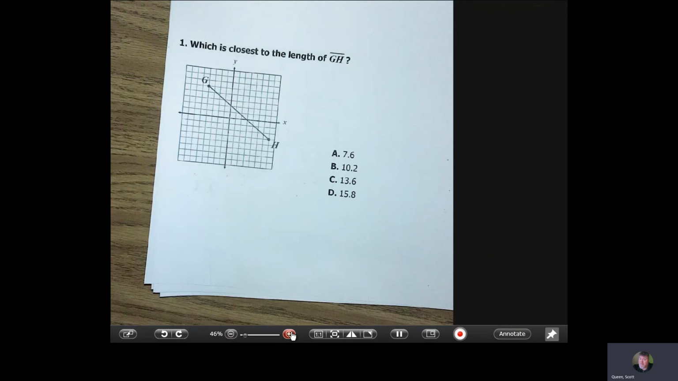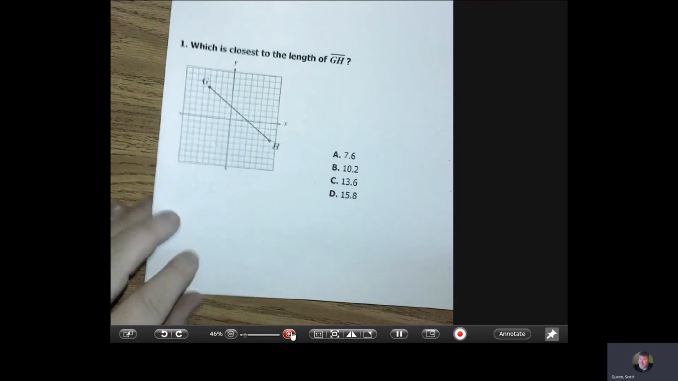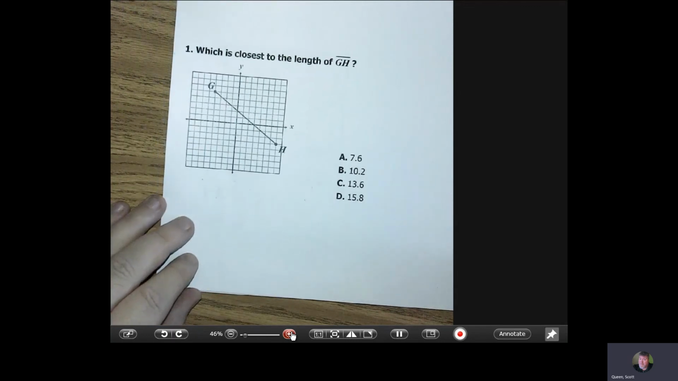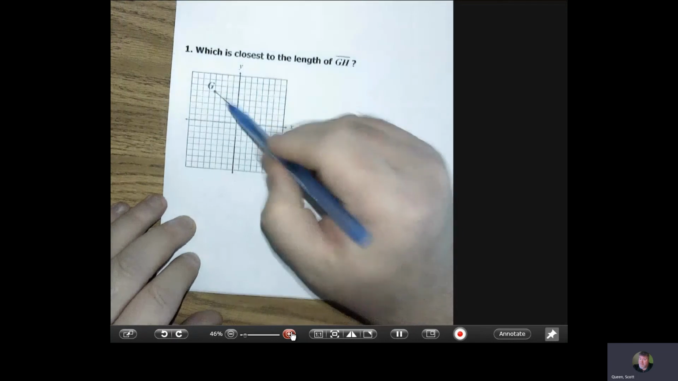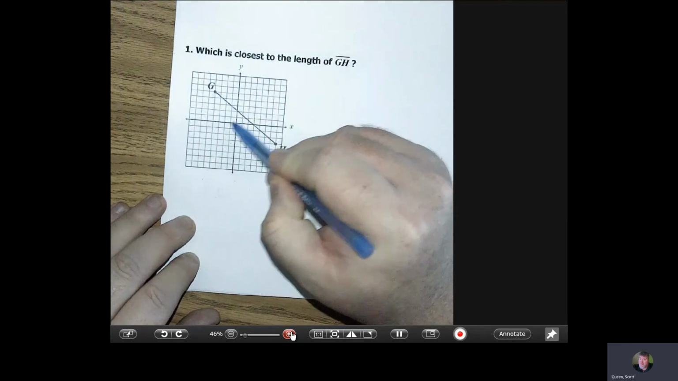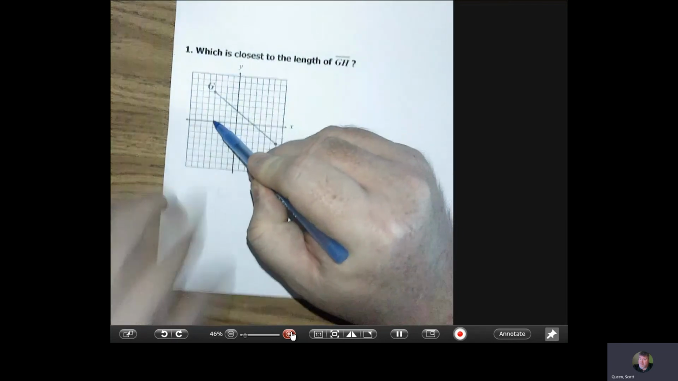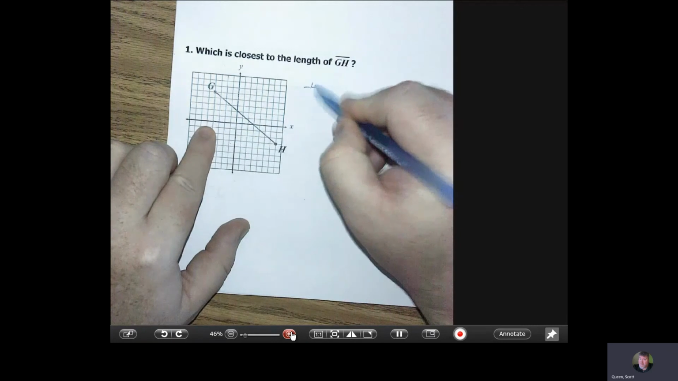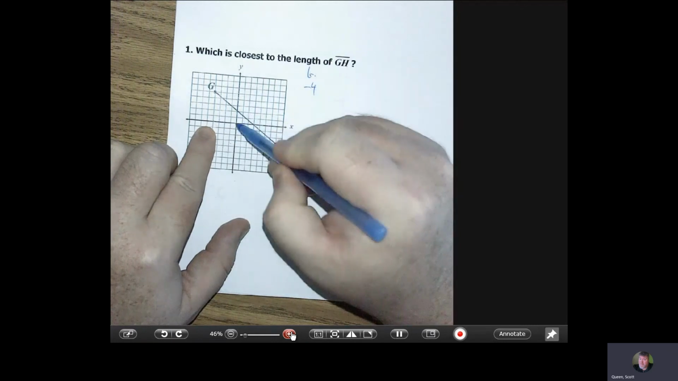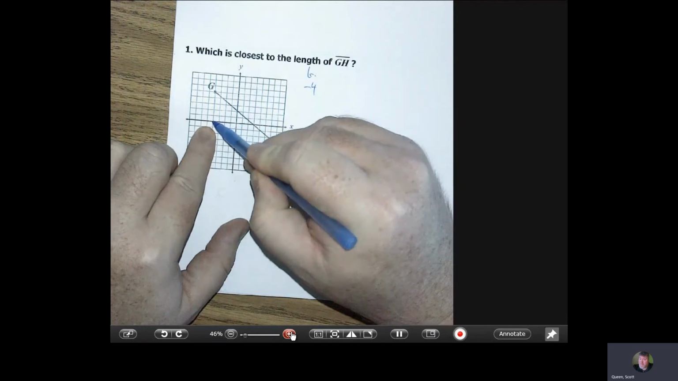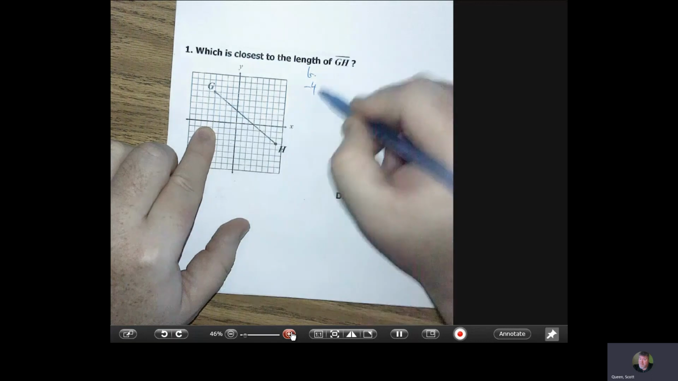Very first one, what's the length of GH? Well, you can't just take a ruler and do it. It's on a graph, so they gave us some coordinate points if we go look at them, right? That's the first thing we need to do is look at those coordinate points, so let's get them. All right, so starting over here using X, 1, 2, 3, 4. So that's -4, and 1, 2, 3, 4. 1, 2, 3, 4, 5. That's a +5.